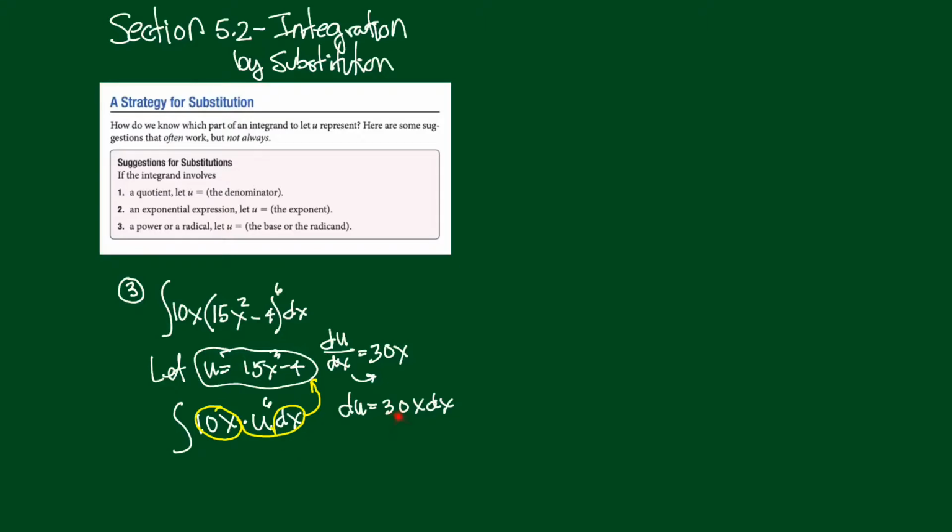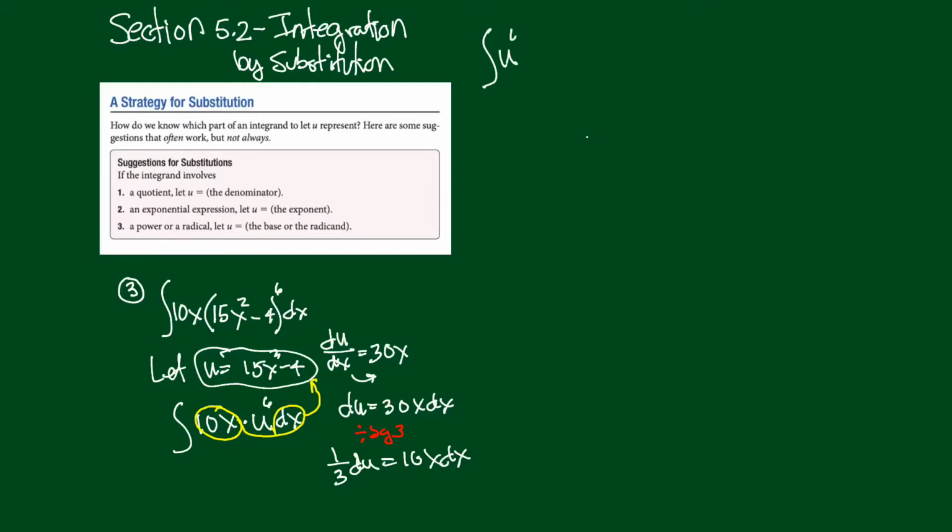I want a 10 over here. What if we divide by 3? So if we divide by 3, I'm going to make it look like this. This will be 1/3 du, right? Du over 3 is the same as 1/3 du equals, but if I divide 30 by 3, I get 10x dx, and there it is. That's what I'm looking for. There's that 10x dx. That turns out to be 1/3 du. So now if I make the rest of that substitution, right, I'm going to put that in here.